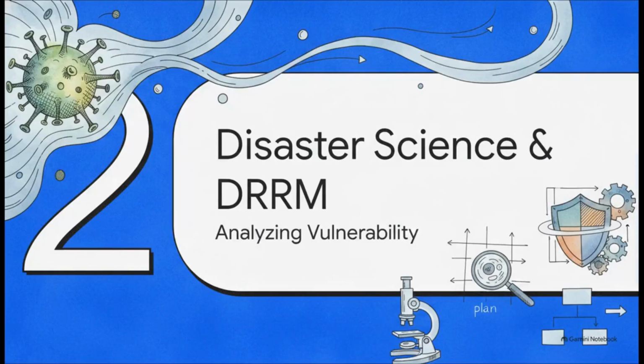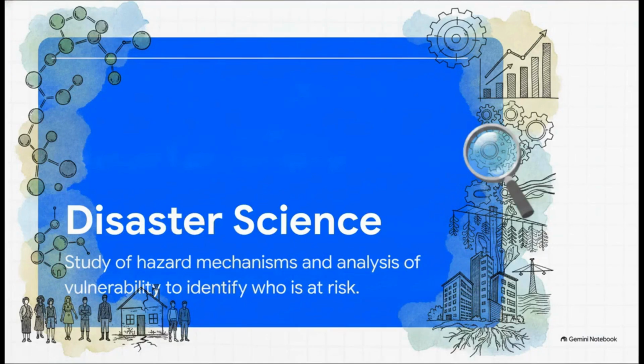Moving on to Section 2. Disaster science and DRRM. Let's look at how we analyze this vulnerability. To fight something that moves that fast, we absolutely need a solid scientific framework. We can't just cross our fingers and react. We have to analyze and plan.